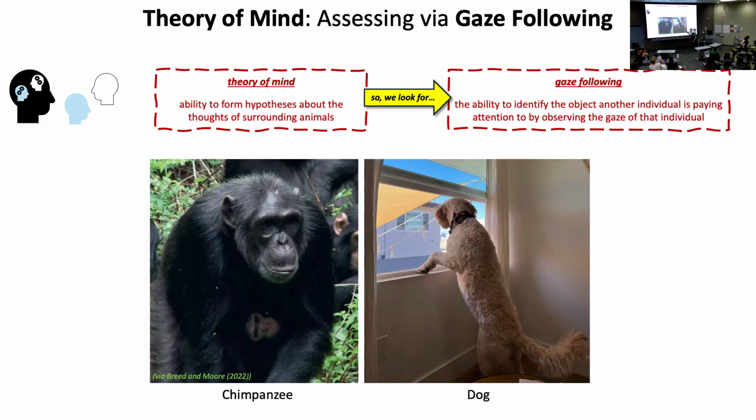Maybe if the dog and the chimp have some notion of theory of mind, they have an idea that there is a mind in another organism, and they use that to make hypotheses about why that other organism is doing what they're doing. All right. So, any questions about the theory of mind? Yeah.